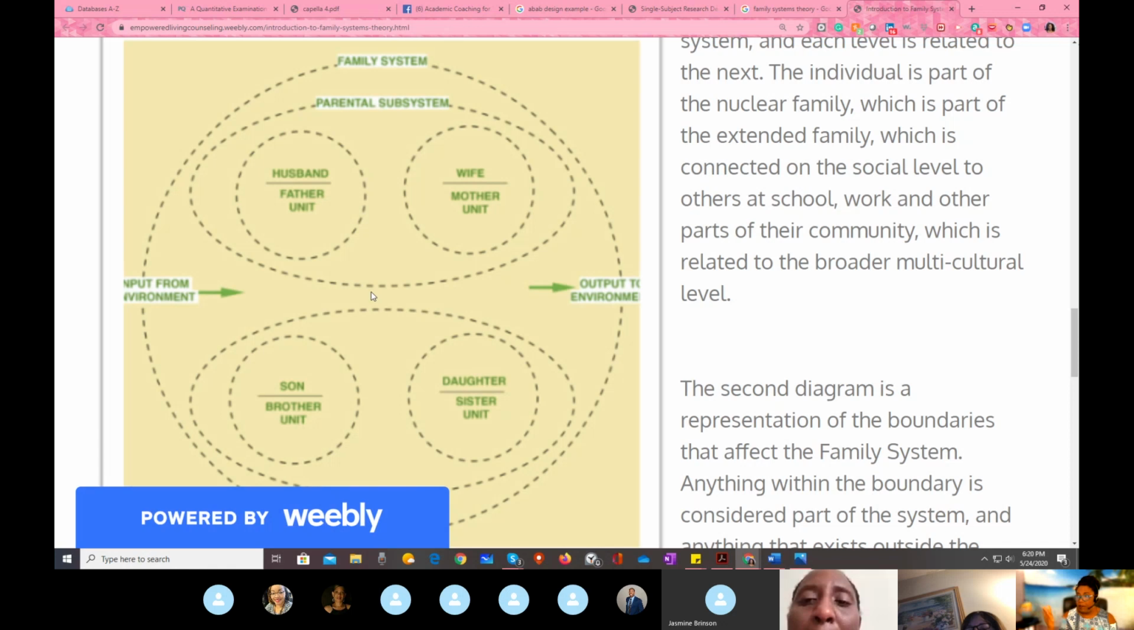So in this system, we've got a mom and a dad, and we've got the kids. Those boundaries are very appropriate. There's the subsystem of the parents, and then we also have the children, who are single systems, and then we have input and output. What does a healthy family put out to the environment?